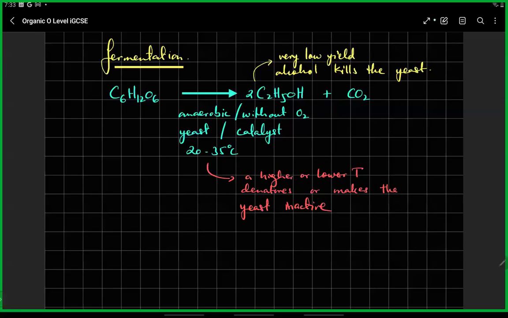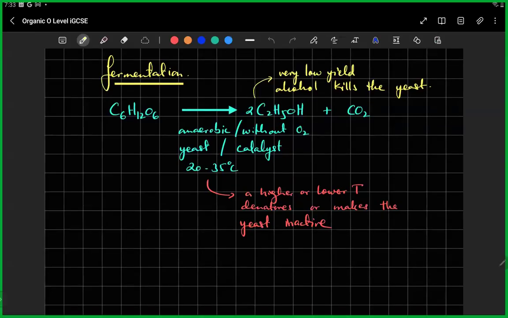So fermentation was done. After that, alcohol, I told you, ethanol gets produced. We did discuss the conditions: anaerobic conditions, without oxygen, and yeast is added as a catalyst, at temperatures around room temperature, because higher or lower temperature denatures the yeast or makes it inactive. Okay, so we did this.